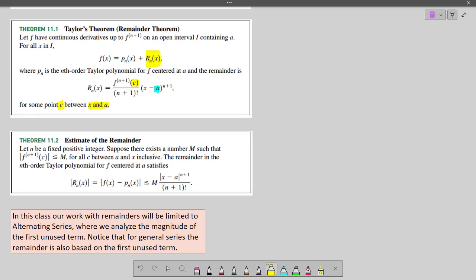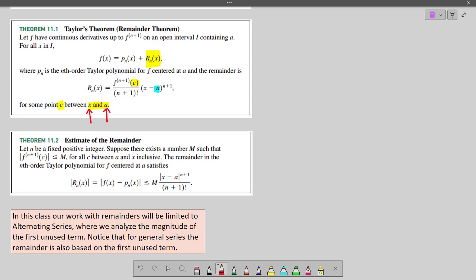And this is why we only focus on the alternating series, because with the alternating series, we can just look at the absolute value of the first unused term. We can never find this c value, so this becomes very complicated. What you can do is set up a range. You can ask, what is this expression evaluated at x? What is this expression evaluated at a? And that will tell us that the remainder has to be somewhere in between.